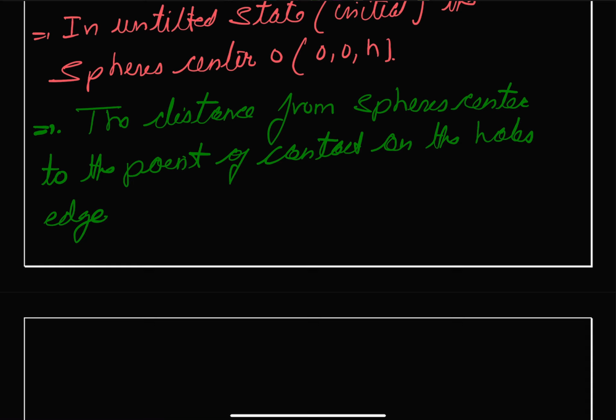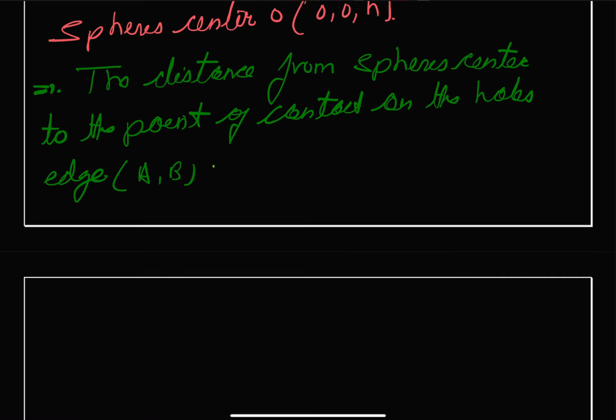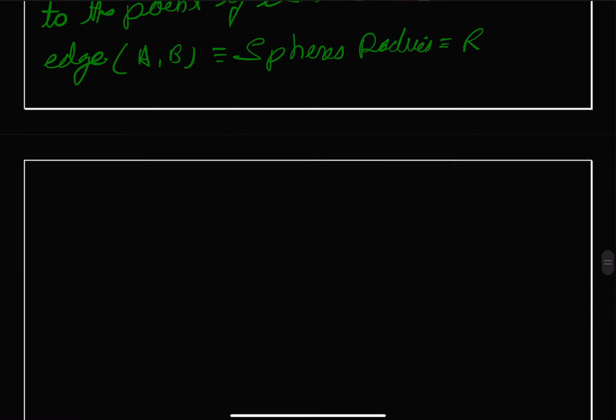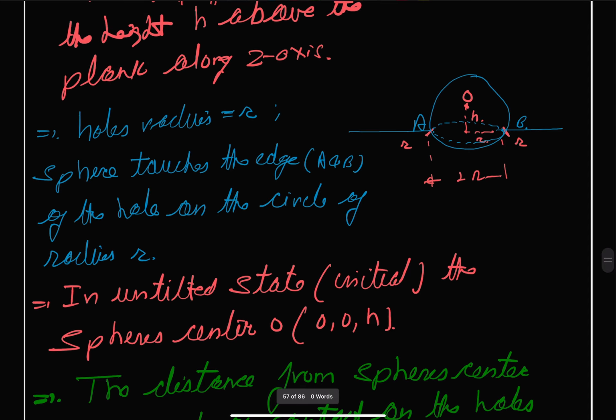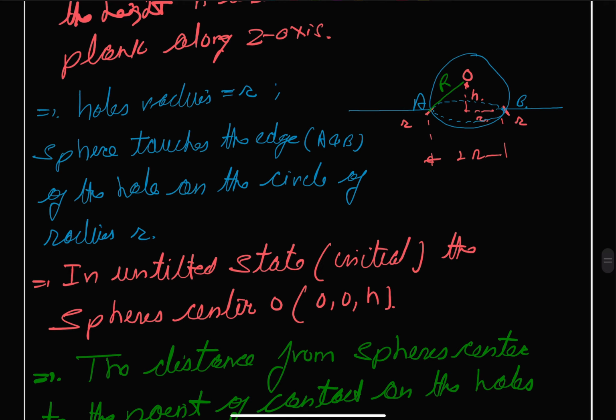And point of contact is nothing but our A, B, and that will be equal to the sphere's radius, which is given as capital R. So we can use the distance formula, which basically means that this distance will be our R. And for the B side also, same.